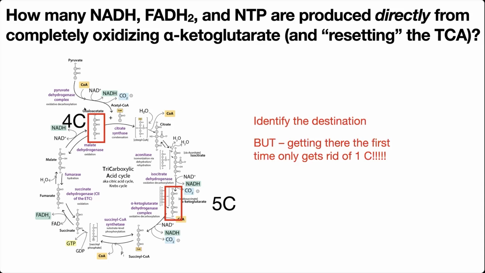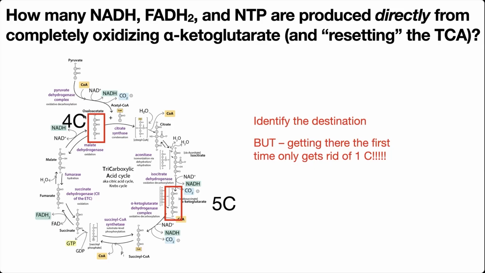And our destination: we want to get first to oxaloacetate so that we reset the cycle. Oxaloacetate has 4 carbons, but that would only get rid of 1 carbon. If we were only to go straight from here to here, we would only be getting rid of 1 carbon. If we want to completely oxidize alpha-ketoglutarate, we need to get rid of 5 carbons.